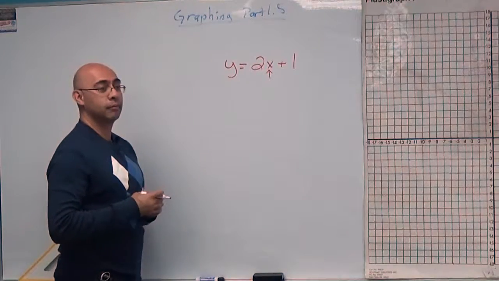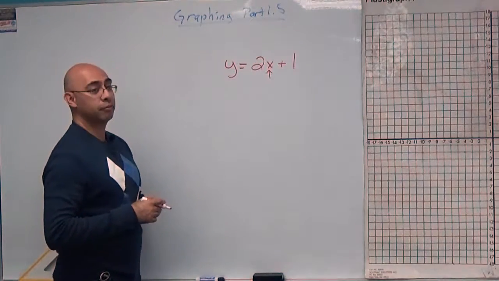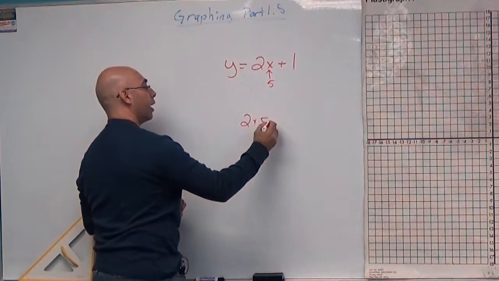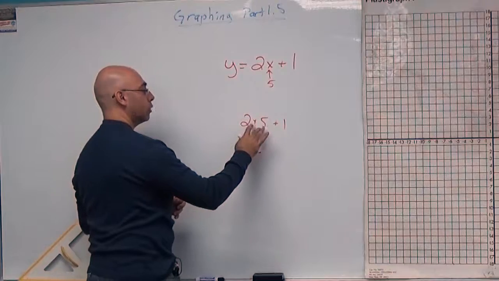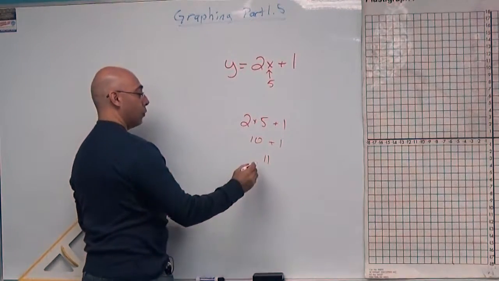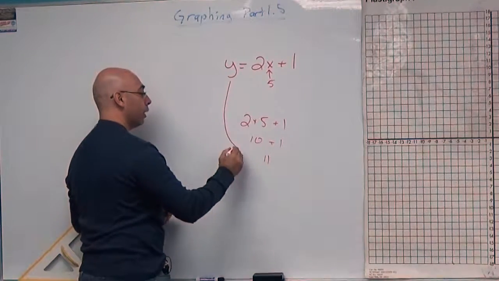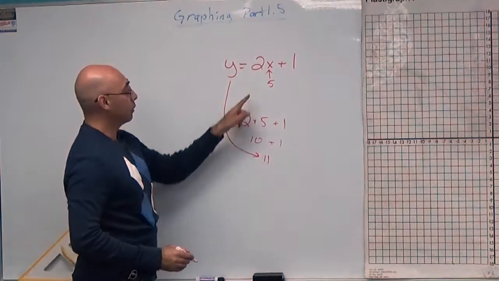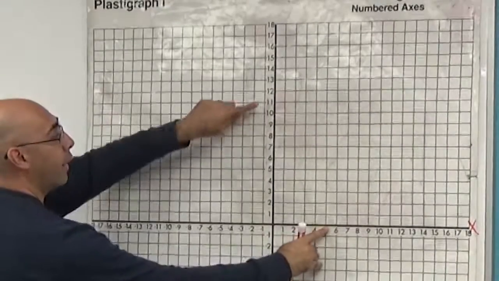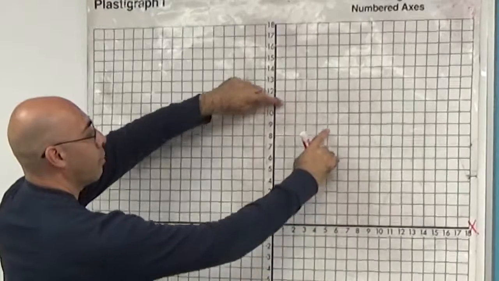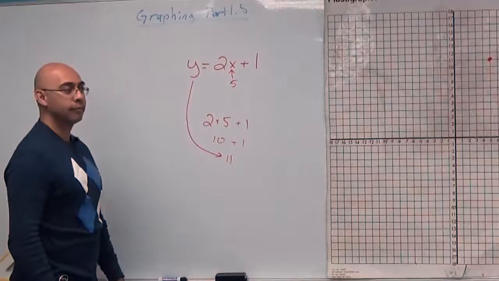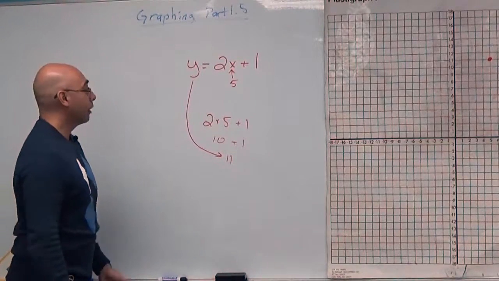So give me a number. 5. So we're going to pick x to be 5. So you'll do 2 times 5, then add 1. What's 2 times 5? 10. 10 plus 1 is? 11. So your final answer is what y is. So x is 5, so I go to x is 5. I go to y is 11. Then I match them up, shazam. There's 1 point right there. Pretty simple, huh? Yeah.